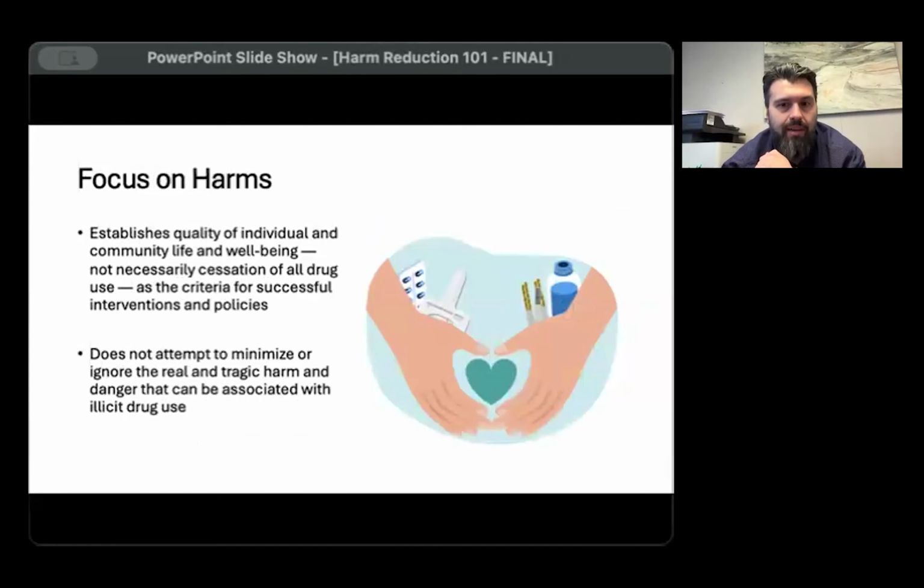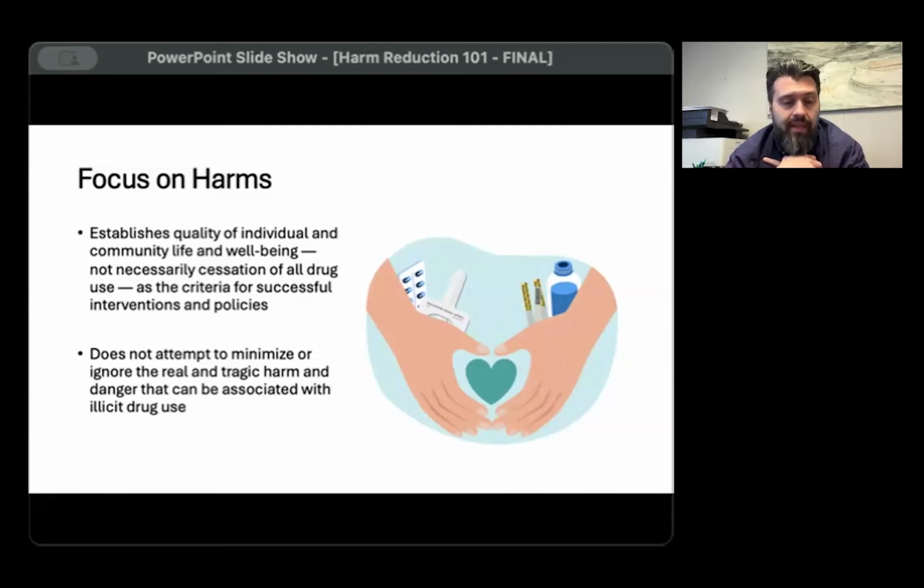Harm reduction establishes that the quality of the individual, so how they're doing as a person, not completely targeting cessation, is really what drives success, right? So how does the patient define what their target of success is? It may be different from what we as providers think, but it's really being patient-centered when we approach this and really focusing on the harms.